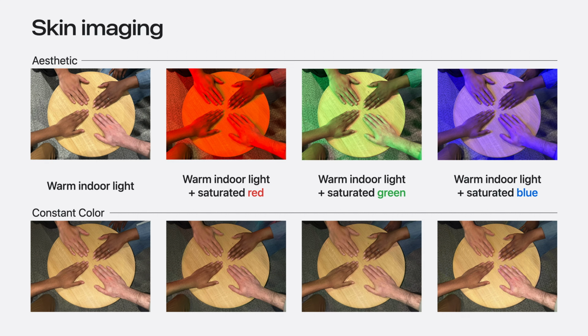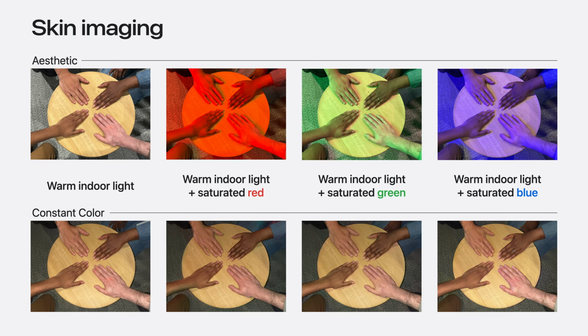Of course, it is also possible to capture accurate colors of people and skin tones, which is hugely beneficial for monitoring changes in skin hue over time. As you can see under the same lighting conditions that we saw earlier, constant color renders these 4 different skin tones far more consistently across the different lightings.